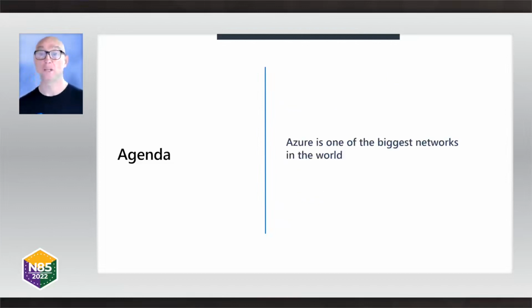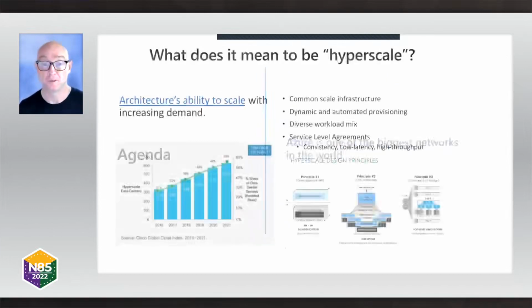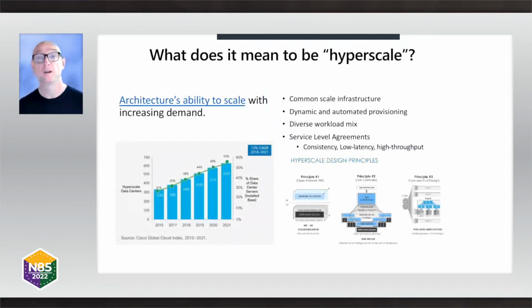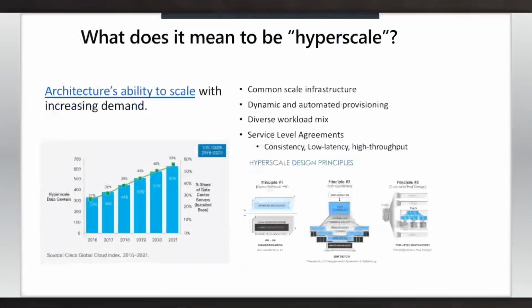So Azure is one of the biggest networks in the world. Before we go further, I would like to really focus on what it means to be hyperscale. It's the ability of an architecture to scale with increasing demand and do so over common infrastructure. And we achieve this by really adhering to hyperscale design principles.